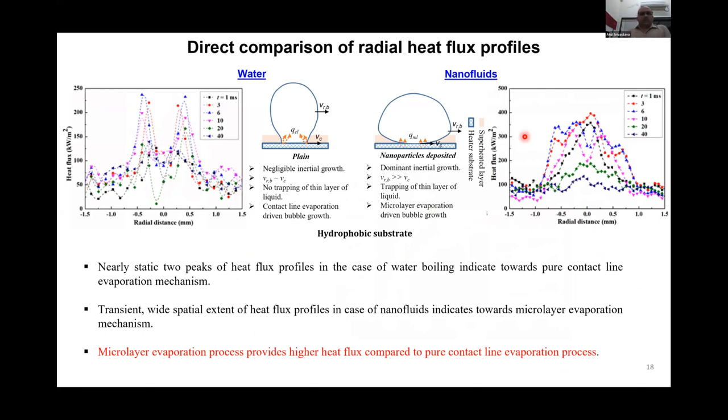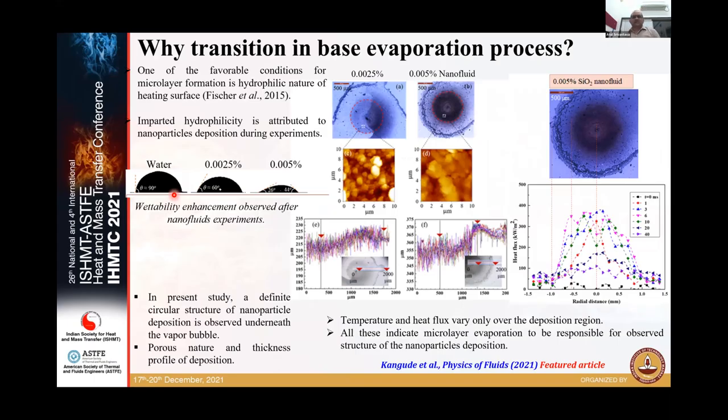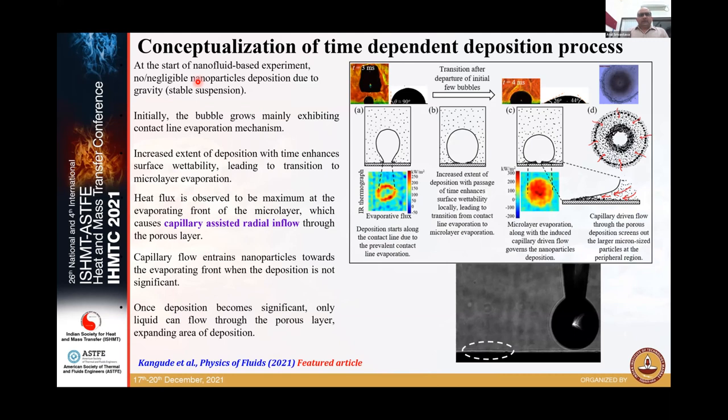So here, whatever we had discussed, we had primarily high heat fluxes around the periphery. You can see these two peaks, whereas in the case of nanofluids it is more smeared out. You have a more disc-shaped distribution of the high heat fluxes, which eventually leads to higher heat flux compared to pure contact line evaporation processes. Now, why does this transition take place? It is primarily because initially the bubble grows mainly exhibiting the contact line evaporation mechanism, but in due course of time, as the nanoparticles get sedimented, they form some sort of porous layer, which leads to capillary assisted radial flow.